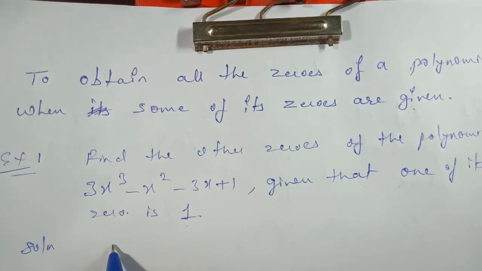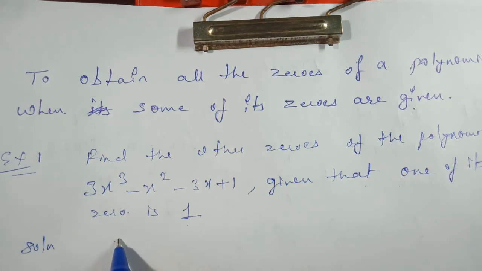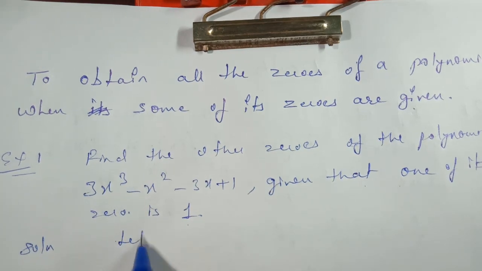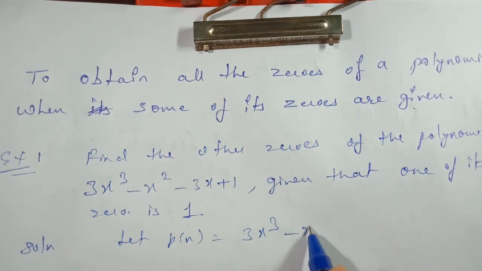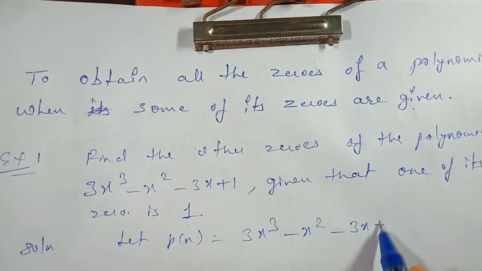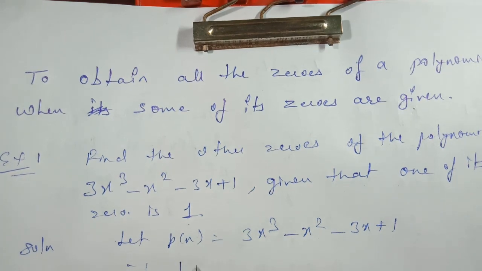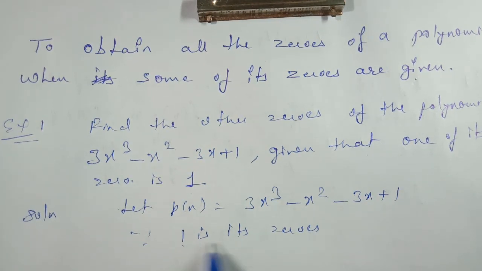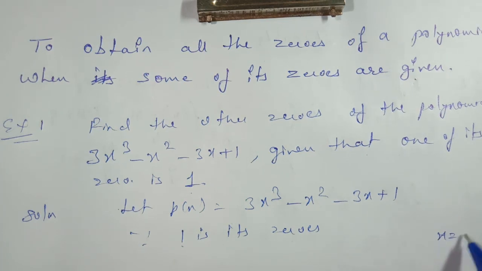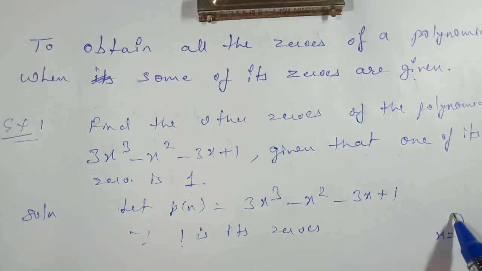Solution. Given polynomial is, let p(x) equal to 3x cube minus x square minus 3x plus 1. Since 1 is its zero, it is given, 1 is its zero, it means 1 is the value of x.